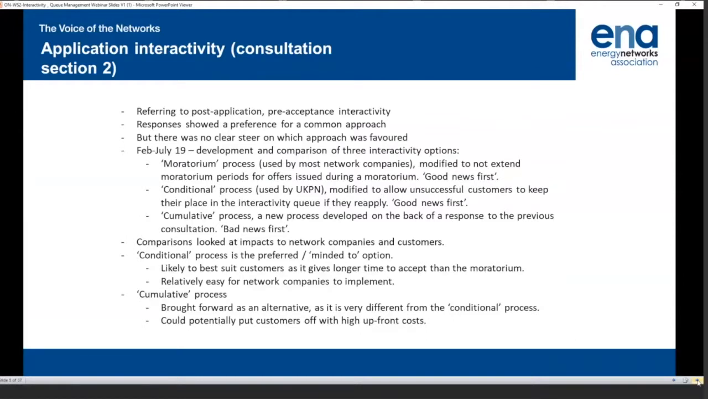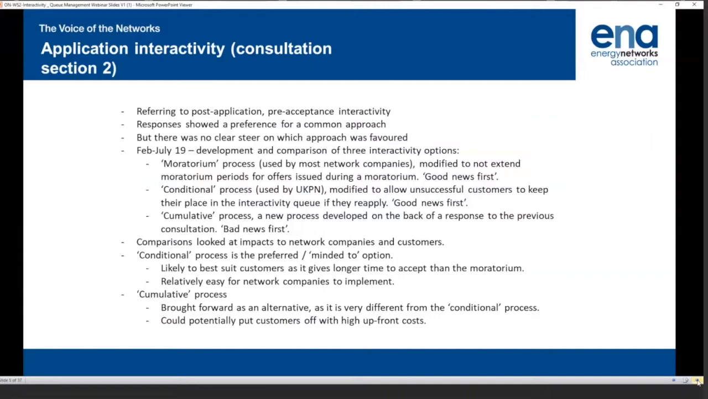Lovely. So I'm just going to give a little overview of what's in the consultation for interactivity. When I'm talking about interactivity, I'm talking about the timescale from when a customer has made an application for a connection through to before the offer has been accepted. So it's the pre-acceptance stage. The queue management bit, which Michael's going to look at, is post-acceptance. What happens once you've accepted an offer, and how do we manage that? So this bit, application interactivity, is how do connection offers that are issued become interactive with each other.